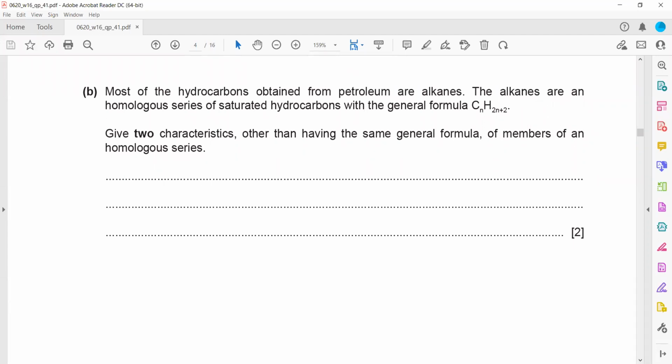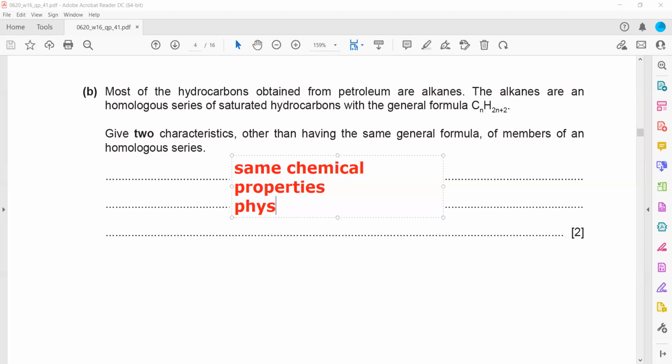So they will have the same chemical properties. Physical properties gradually change, or change with a trend. The general formula we cannot mention as it is already mentioned, or each member of a homologous series differs by CH2.